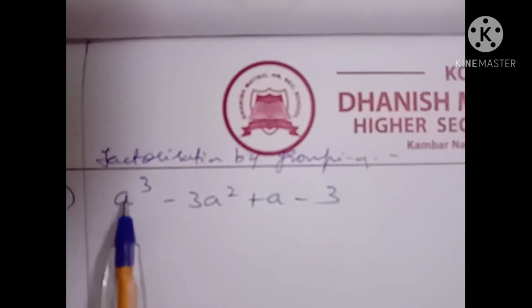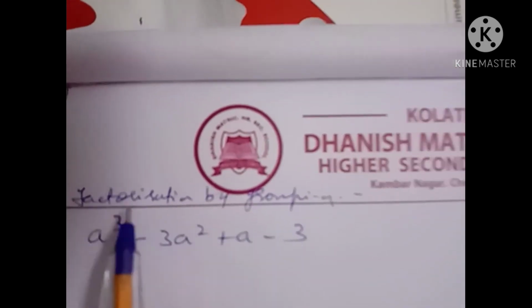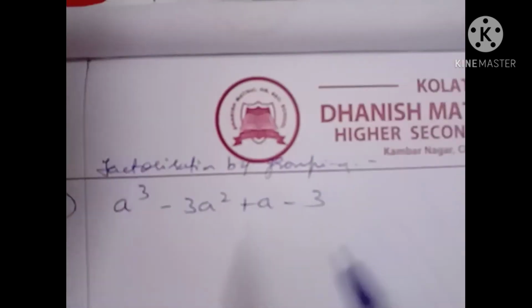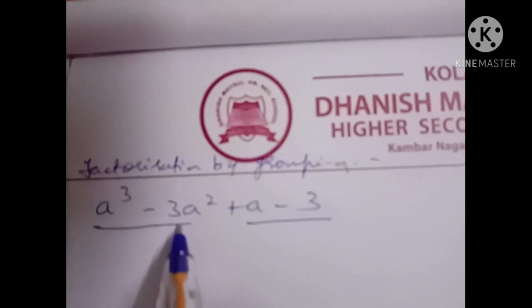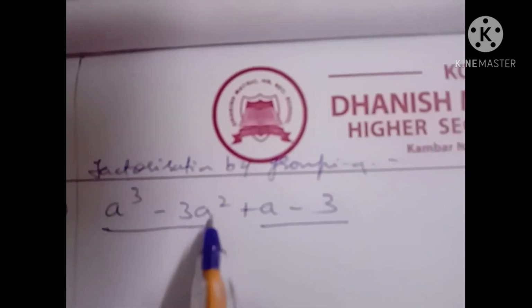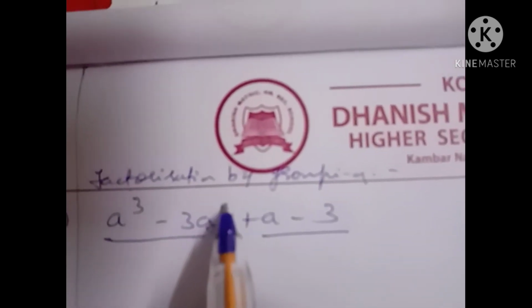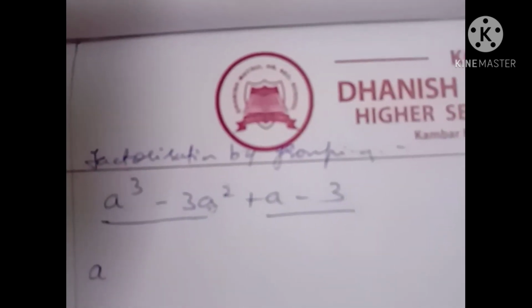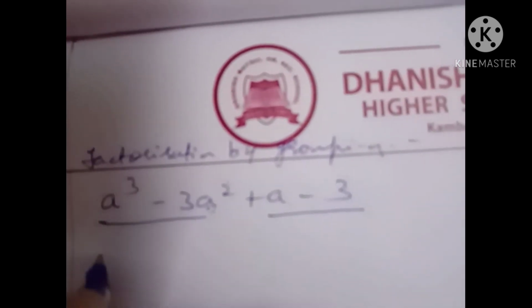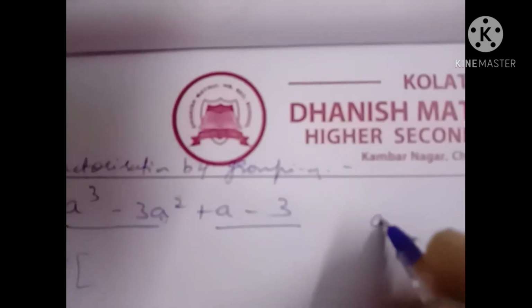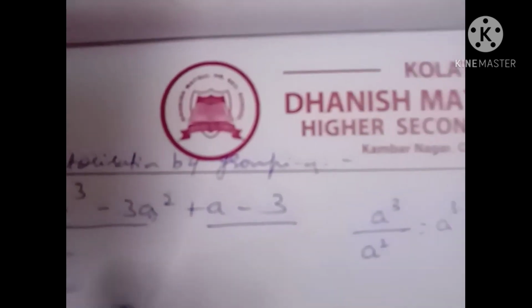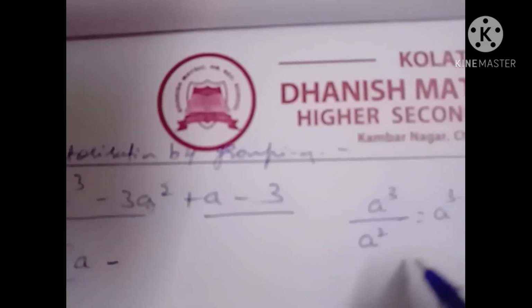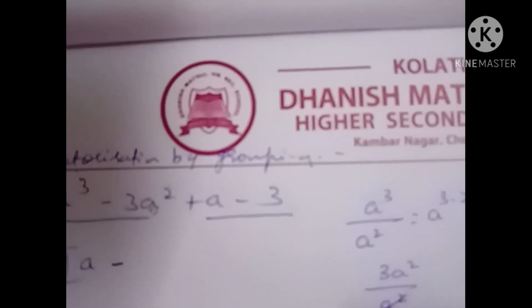Next, the 8th one is a cube minus 3a square plus a minus 3. You can factorize by grouping. So the first 2 terms you can group, and the next 2 terms. If you take the first 2 terms, in the first term a cube and in the second term a square. So a is common in both terms, and the least power only you have to take as the common factor. The least power is a square. So a cube divided by a square is equal to a, since 3 minus 2 is 1. Therefore a, minus 3a square by a square is 3.